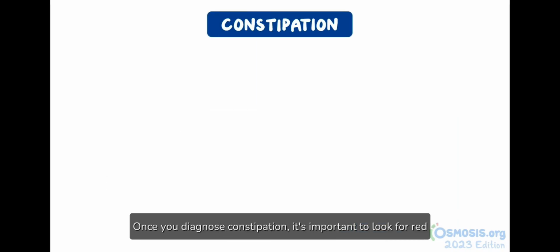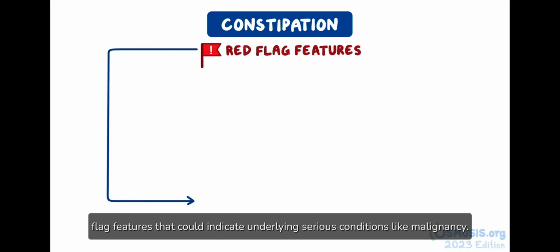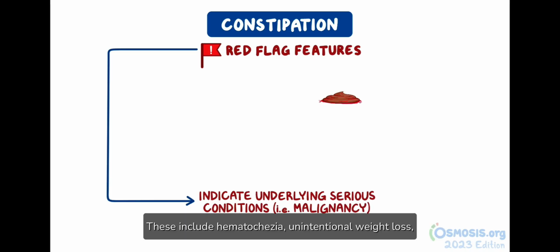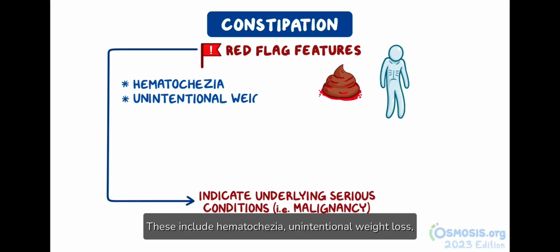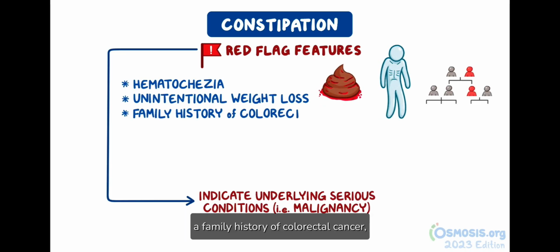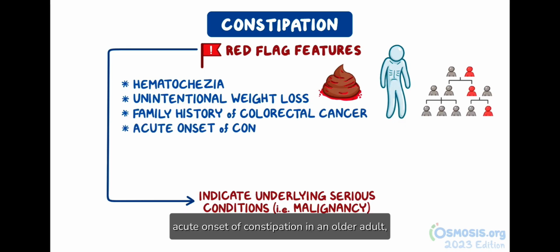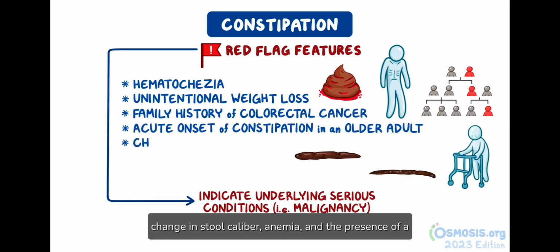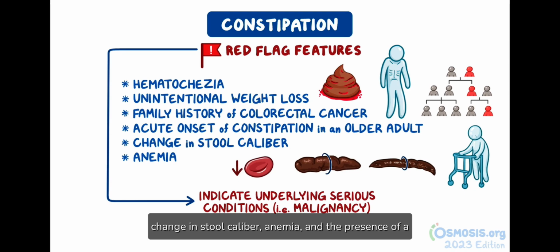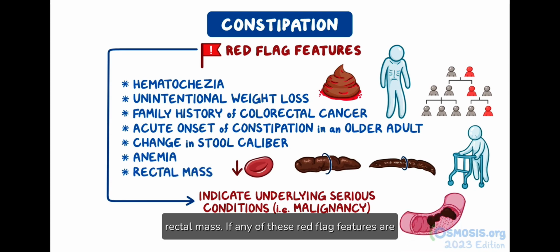Once you diagnose constipation, it's important to look for red flag features that could indicate underlying serious conditions like malignancy. These include hematochezia, unintentional weight loss, a family history of colorectal cancer, acute onset of constipation in an older adult, change in stool caliber, anemia, and the presence of a rectal mass.